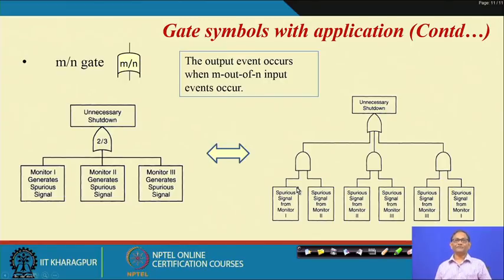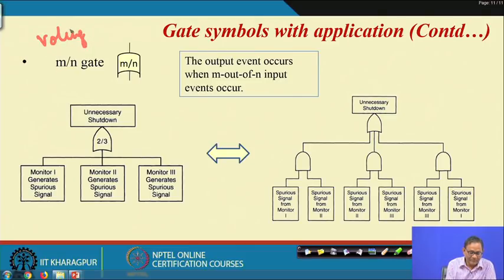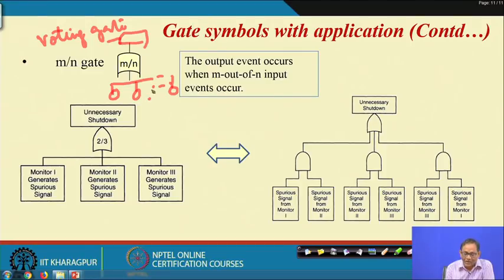Then the last important gate symbol is the M by N gate, which is also known as the voting gate. Basically, the output will occur when M of N input events occur. It need not be that all are required. You require at least M input events out of N input events to occur, then the top event will occur.